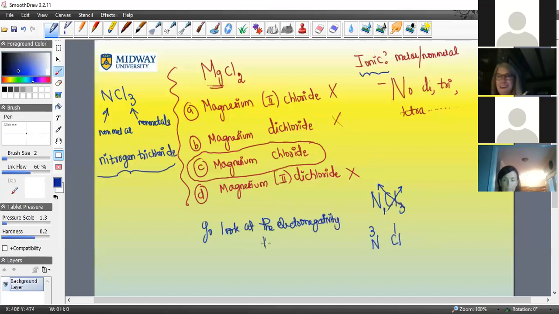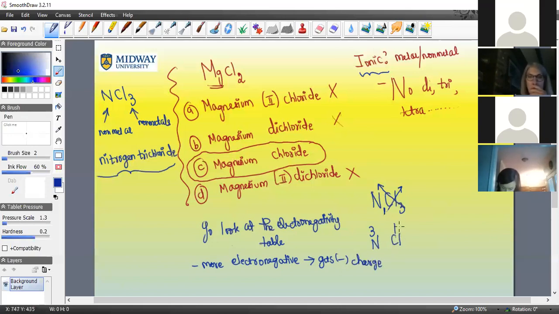Go look at the electronegativity table. Whichever one is more electronegative will get a negative charge. More electronegative, I'm going to write text messages here in lieu of space, more electronegative gets a negative charge. And if you've already looked at the periodic table, you would have noticed chlorine has a higher electronegativity value, so that gets minus, this gets plus.